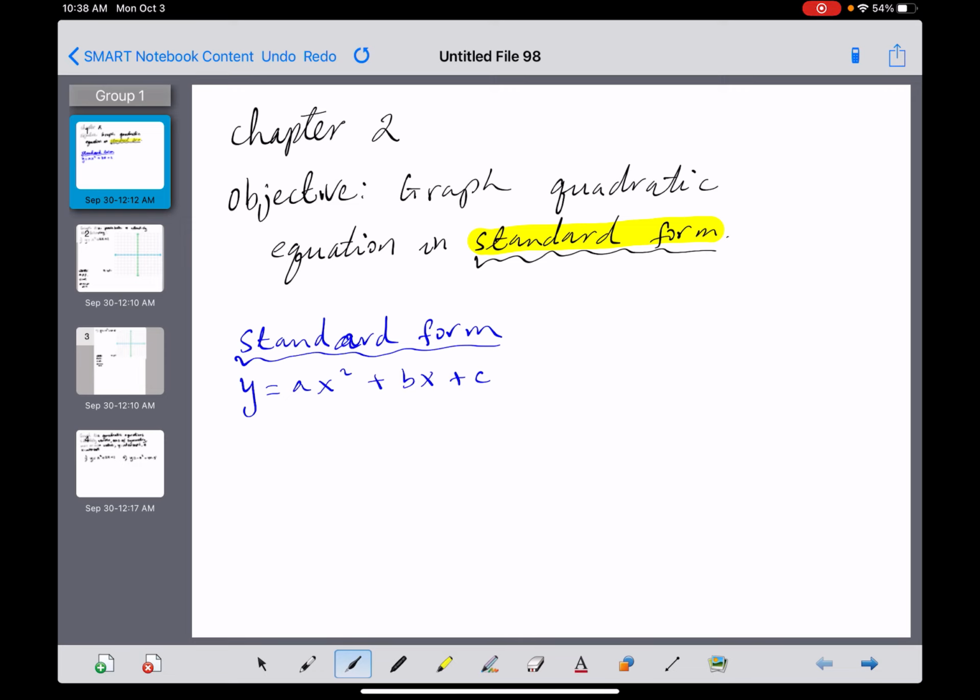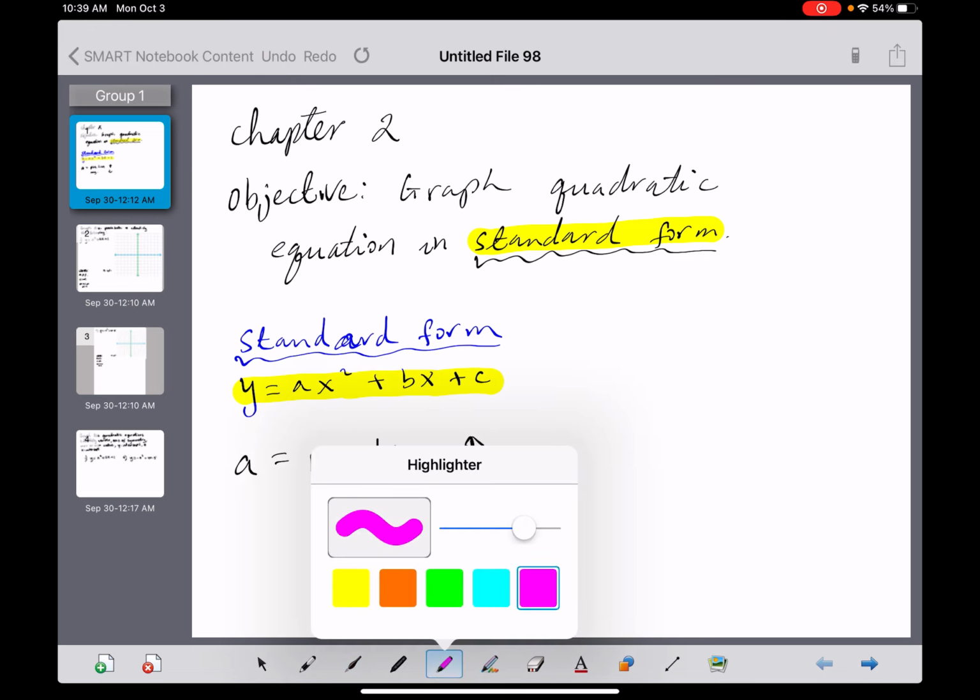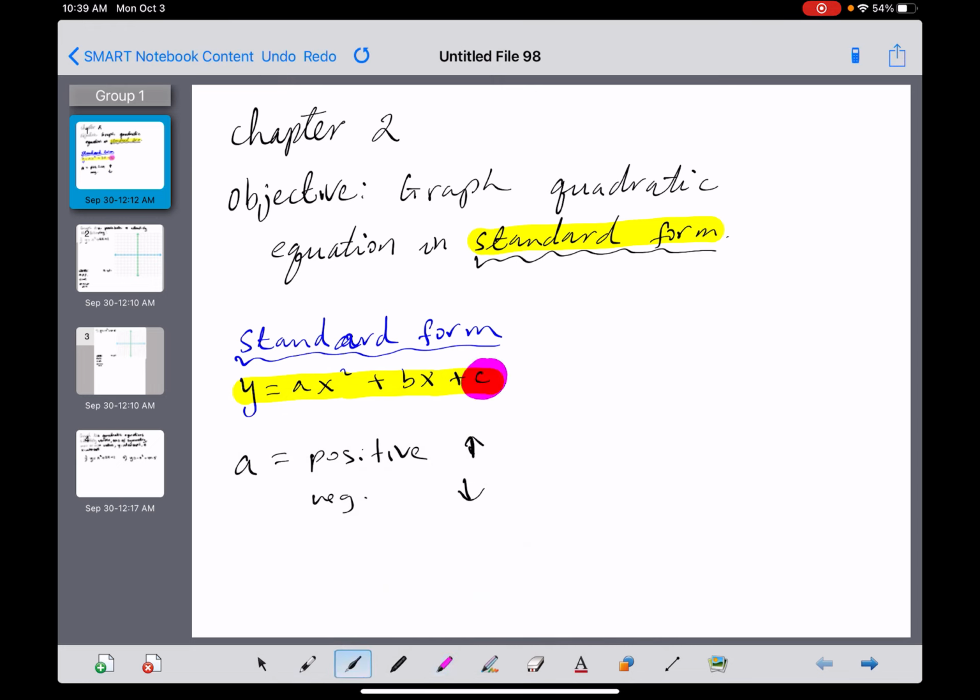Okay guys, today we're gonna go over how to graph a quadratic equation in standard form. For an equation to be in standard form, it has to be y equals ax squared plus bx plus c. In standard form, if a is positive, the graph will be facing up. If it's negative, it's gonna be facing down. And c is the y-intercept, so you can get the y-intercept straight from standard form, which is 0, comma c.